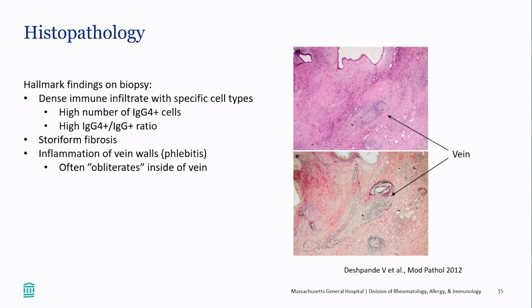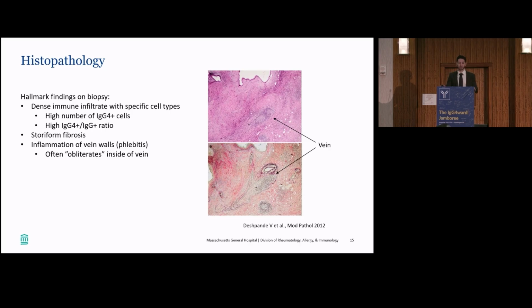So here you can see in the top, there's what looks like just a dense immune infiltrate. There's a lot of kind of purple cells right where the arrow is pointing. But in a stain that's specifically looking for blood vessel walls, you can see that that whole area is actually a blood vessel that you can't see the inside of because there's so much inflammation there.